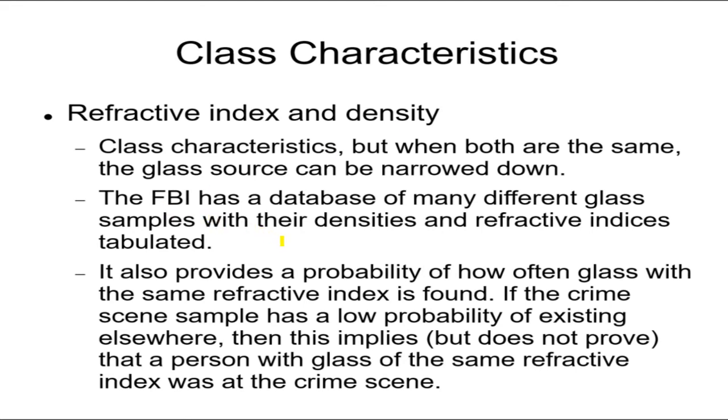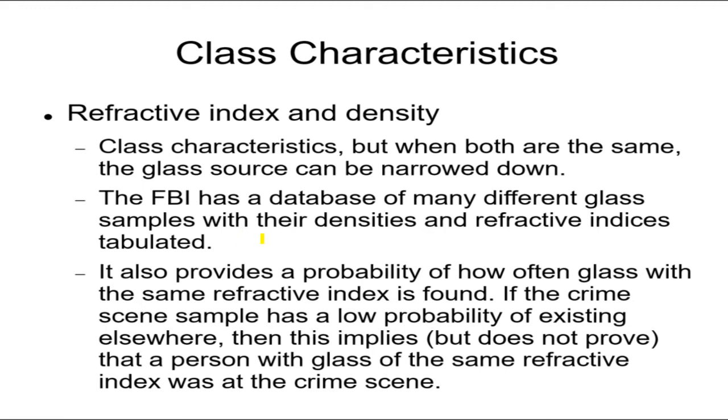The FBI has a database of different kinds of glass samples, densities, refractive indices. That's what we want, so we can match it up with this database. If we have an unknown piece of glass and we don't know where it came from, get the refractive index and the density, match it up with something in the FBI's database, and see who makes the stuff.